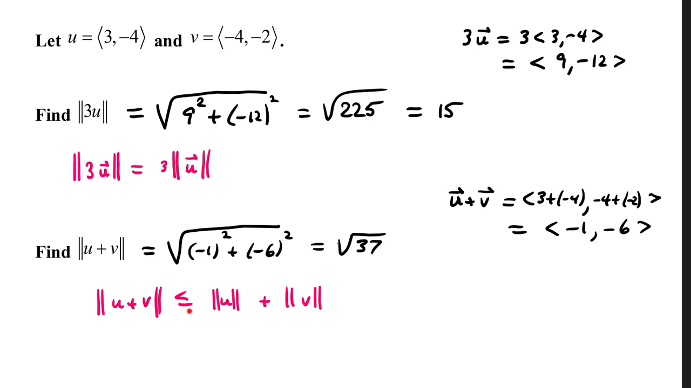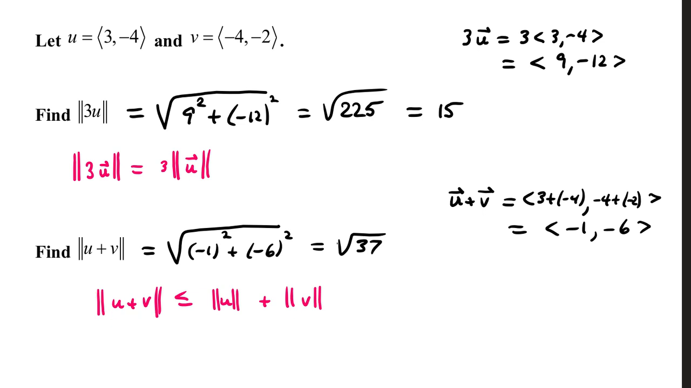The only way they're equal is if u and v are both pointing in the exact same direction. If they've got any kind of misdirection from one another, then the separate magnitudes will always add up to more than the resultant vector.